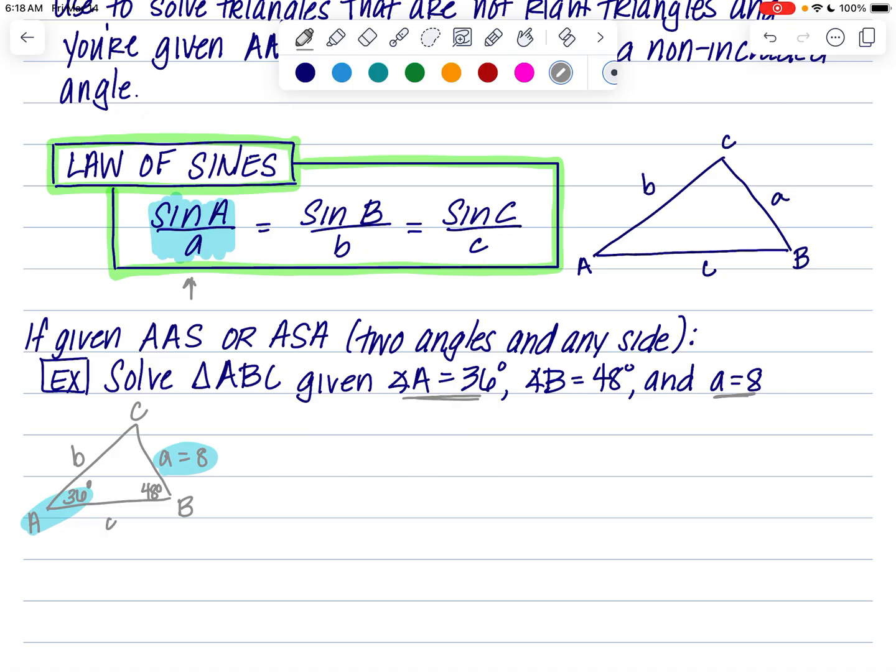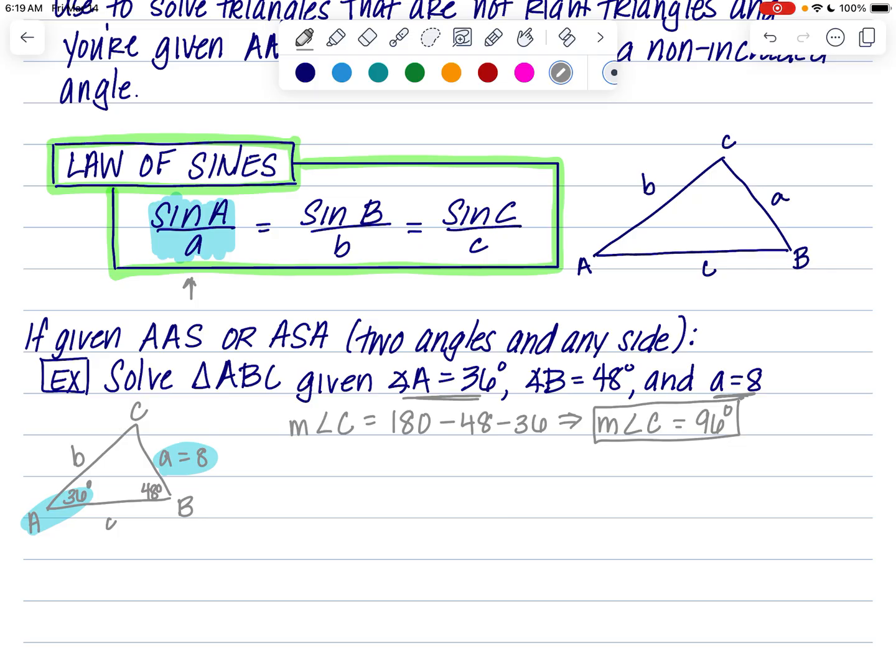In this particular problem, what we can do really quick is figure out the measure of angle C. We know the measure of angle C is 180 minus 48 minus 36. So that means the measure of angle C is going to be 96 degrees. Okay. When the problem says to solve a triangle, that means you need to find all of the missing pieces. So we need, in this case, to find angle C. Got it. We need to find side B and side C.